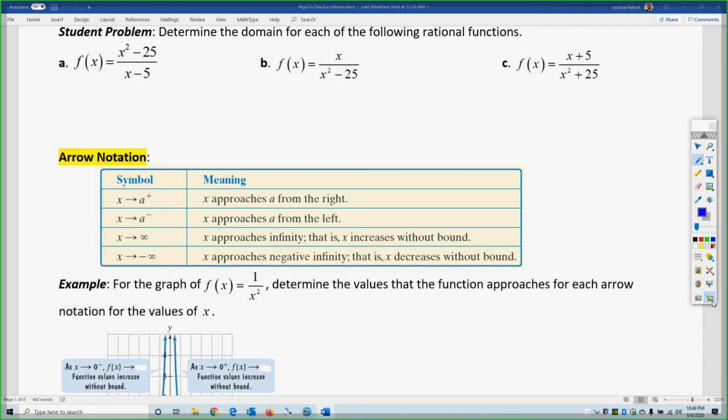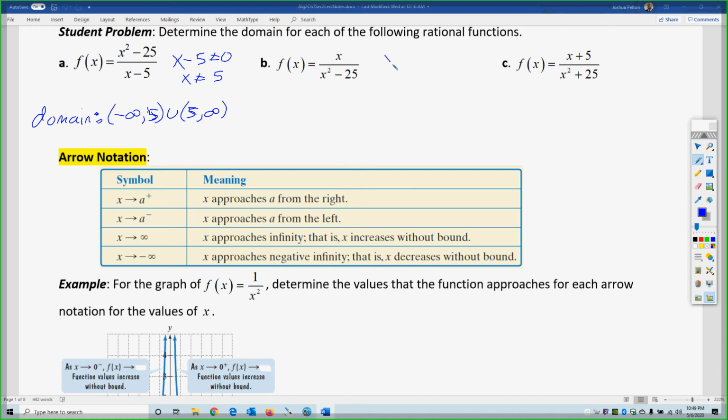Okay, so in the first case, x minus 5 cannot be 0. Therefore, x cannot be 5. So therefore, my domain is negative infinity to 5, union 5 to infinity. So I have one gap in the domain, essentially.